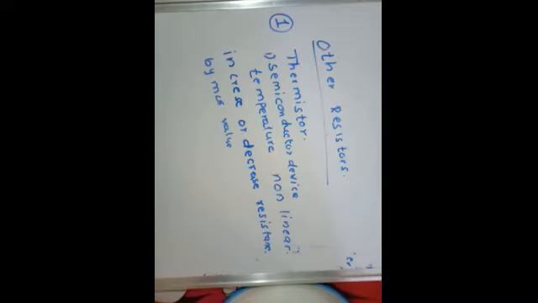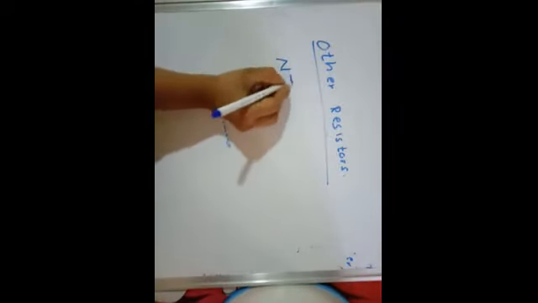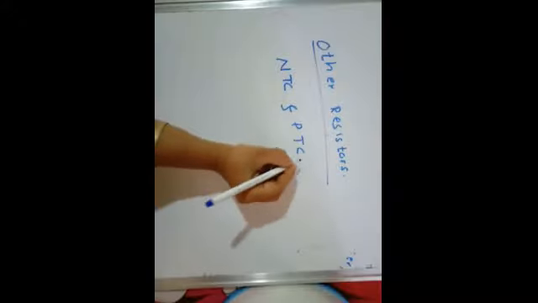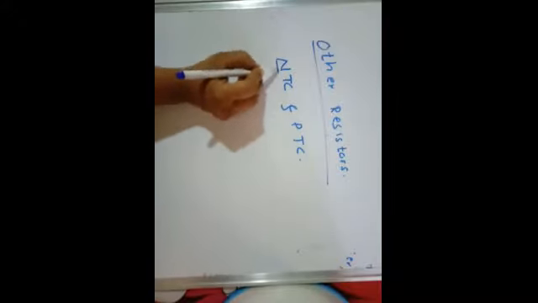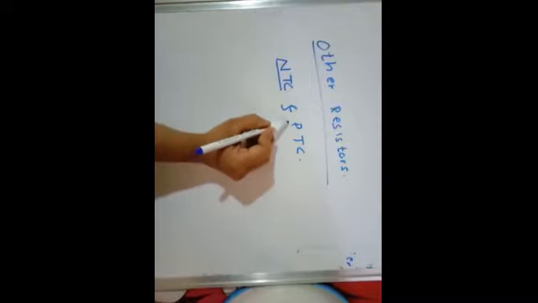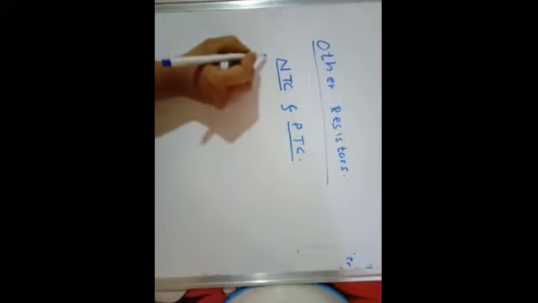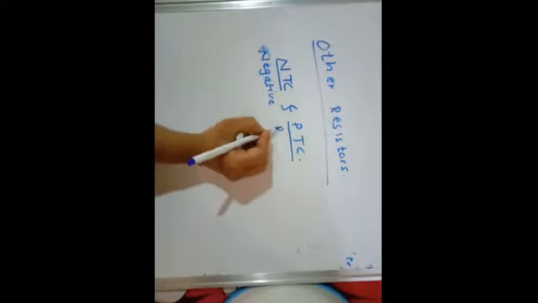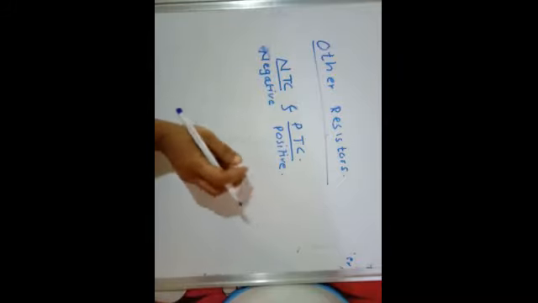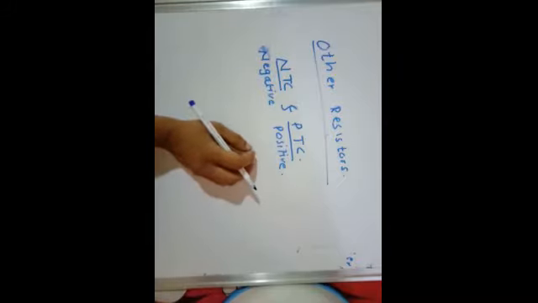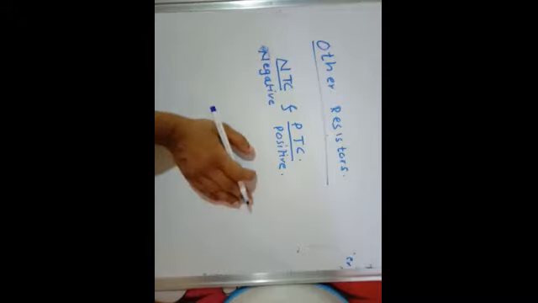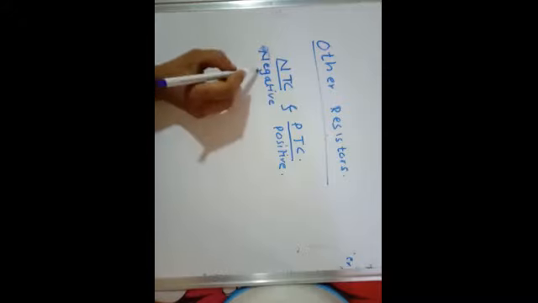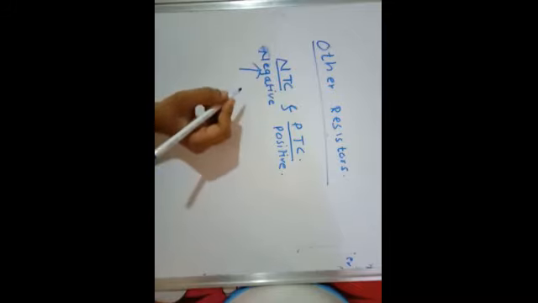Now thermistors can be of two types. There are two types of thermistor: one is the NTC, and another is the PTC. NTC stands for negative temperature coefficient and PTC stands for positive temperature coefficient. So when resistance decreases with an increase in temperature, then it is known as the negative temperature coefficient.